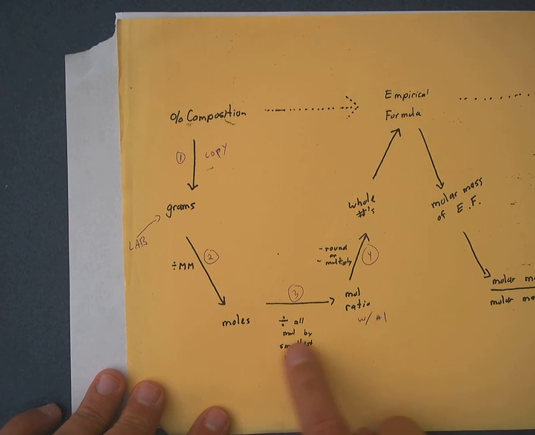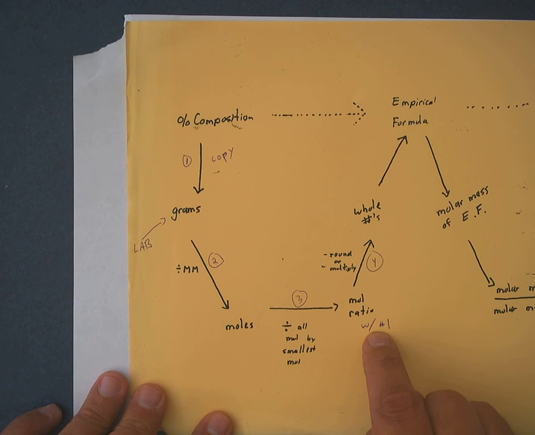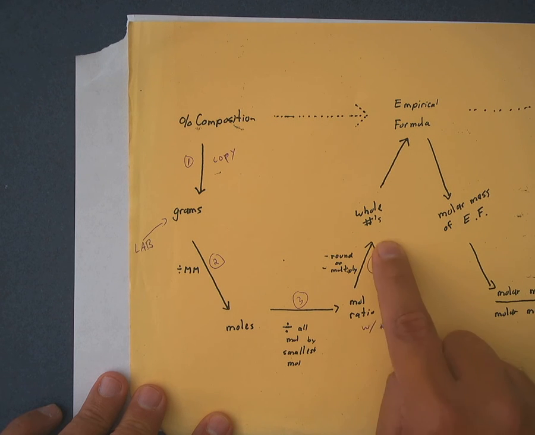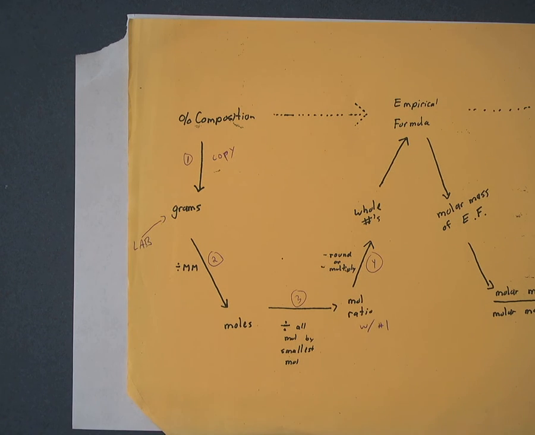But sometimes you might need to do this step, which sounds confusing. Divide all moles by smallest mole. When you see an example, you know what that means. And then to go to a mole ratio that has 1, that's the point of doing this step. You might not have all whole numbers, so to get to whole numbers, you might need to do some rounding or like doubling or tripling. Okay, so let's do a practice problem and see how it goes.